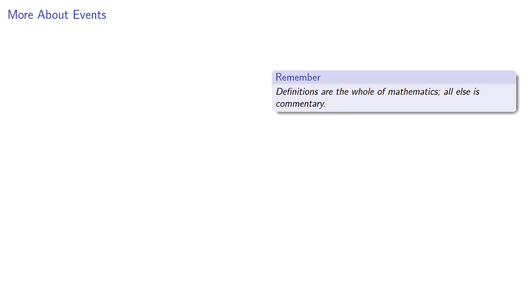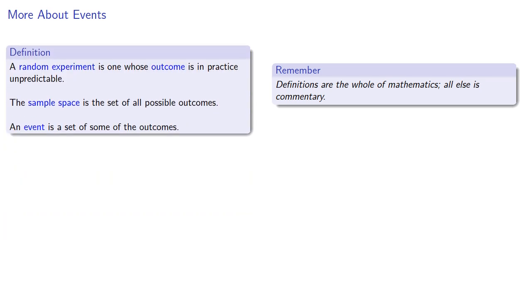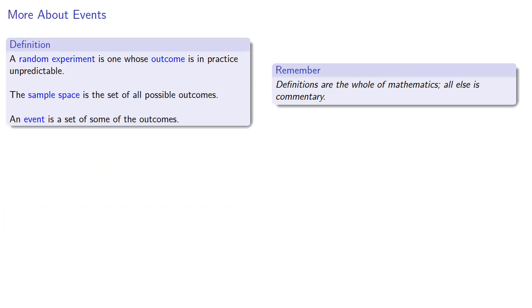So let's continue our introduction to probability and introduce a few important ideas. One of them is that definitions are the whole of mathematics. All else is commentary. So we've introduced several definitions related to probability. Let's introduce them formally. Again, a random experiment is one whose outcome is in practice unpredictable. The sample space is the set of all possible outcomes, and an event is a set of some of the outcomes.